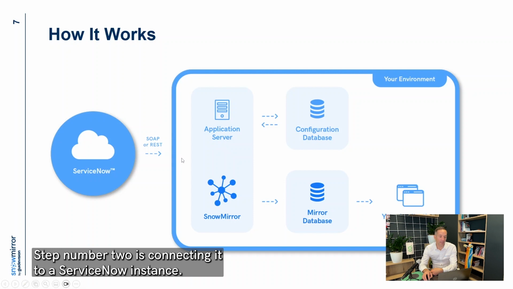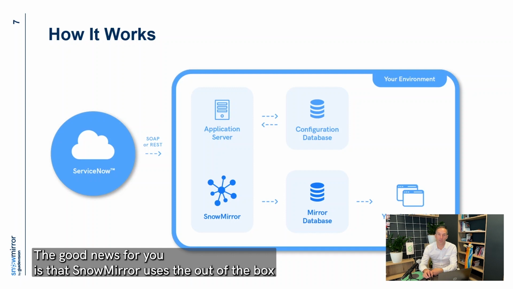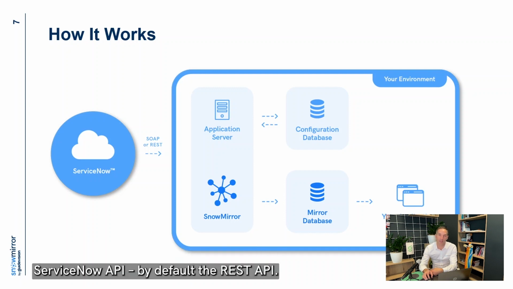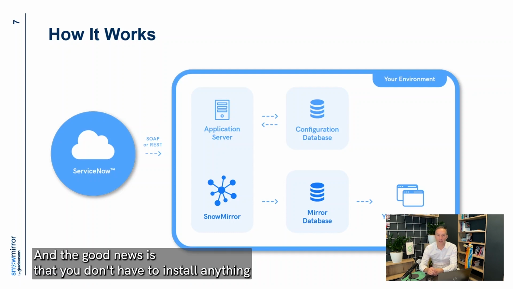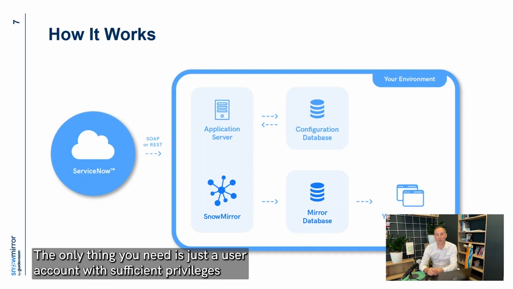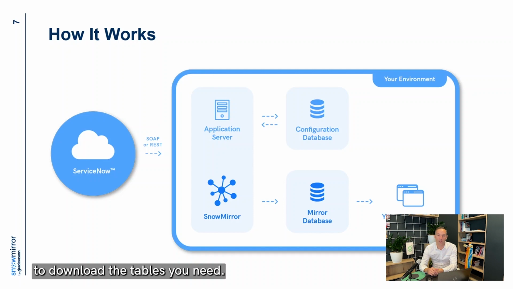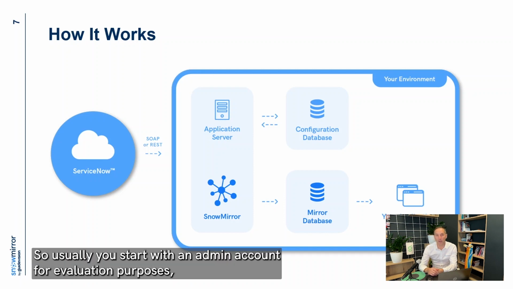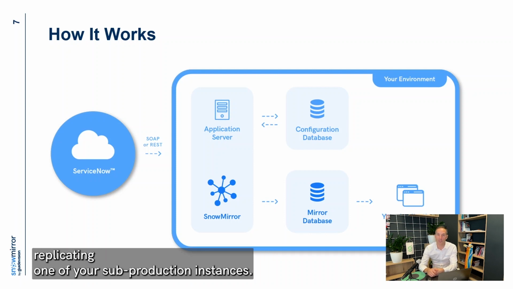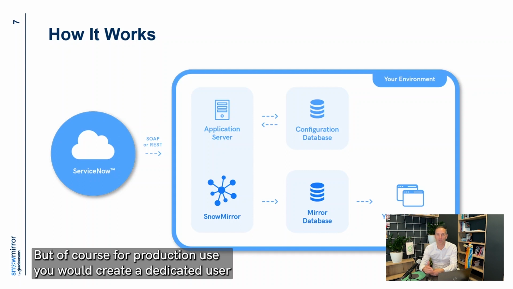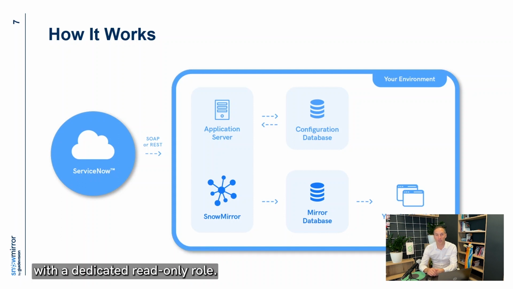Step number 2 is connecting it to a ServiceNow instance. The good news for you is that SnowMirror uses the out-of-the-box ServiceNow API, by default the REST API. And the good news is that you don't have to install anything in your ServiceNow instance. The only thing you need is just a user account with sufficient privileges to download the tables you need. So usually you start with an admin account for evaluation purposes, replicating one of your sub-production instances. But of course, for production use, you would create a dedicated user with a dedicated read-only role.